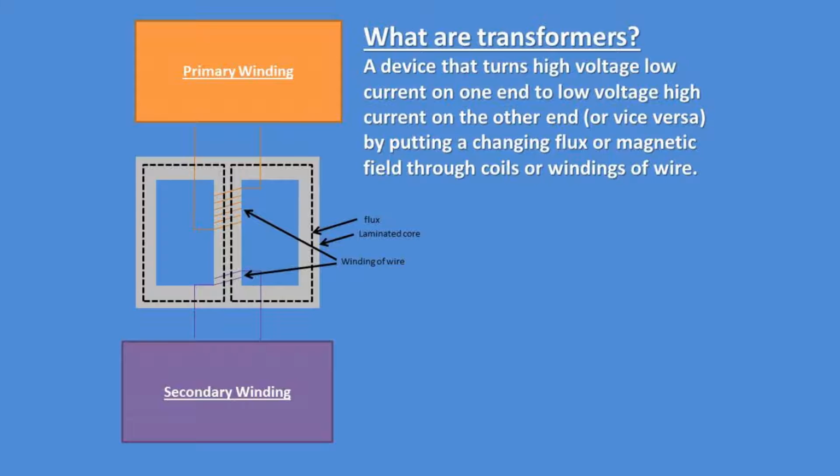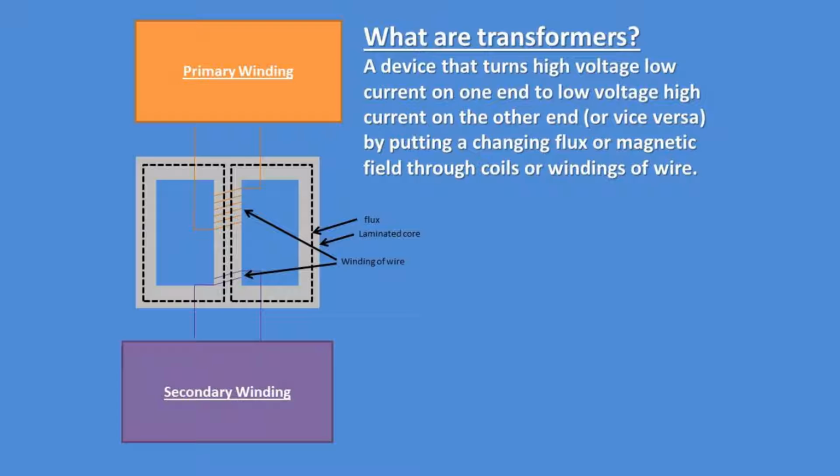In this problem, we'll be going over what a transformer is and how the number of windings, current, and voltage for the primary and secondary windings are related. So first, what is a transformer? A transformer is a device that turns high voltage, low current on one end to low voltage, high current on the other end, or vice versa.